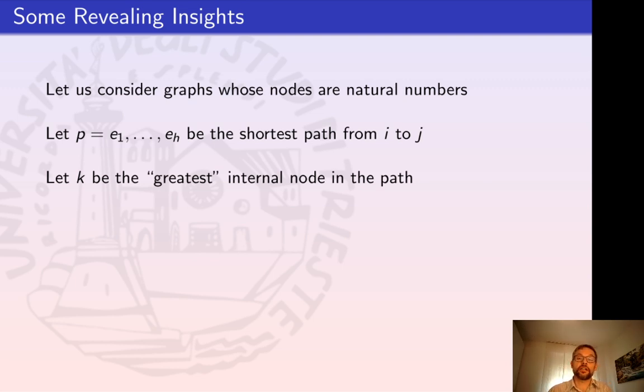So if we have a graph whose nodes are natural numbers, we may say that between the natural number I and the natural number J there is a shortest path for sure. Of course, if J is reachable from I, there should be a shortest path between the two, and let P be the shortest path between these two numbers. Now let's assume that K is the greatest internal node in the path. And that's why I was saying let's assume that the graph has nodes that are natural numbers, because what's the meaning of greatest if you are dealing with a graph which is not dealing with natural numbers?